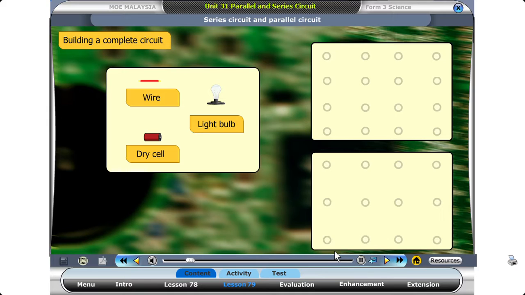You have learned how to build a complete circuit in the last lesson. You are given a dry cell, 2 light bulbs, and connecting wires. Try to build a complete circuit in as many ways as possible. Drag and drop the electrical components to form a complete circuit. Draw a circuit diagram of the circuit you have built in your activity sheet.